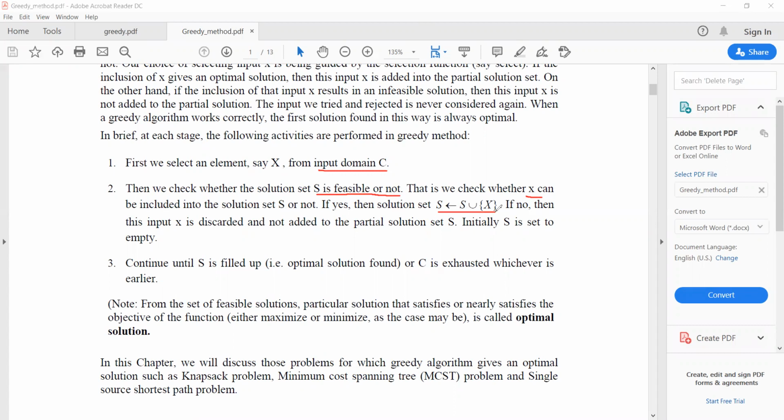So it is clear that initially S is an empty set, and we continue until S is filled up as the optimal solution is found, or C, the candidate set or input domain, is exhausted, whichever is earlier. Whichever takes place earlier, we stop our iteration. So from the set of feasible sets, we get a solution which will be an optimal one.